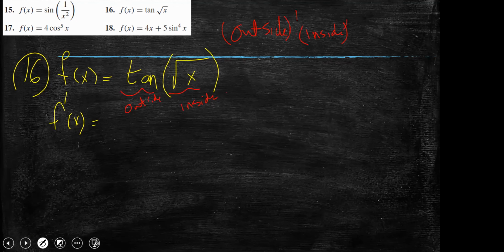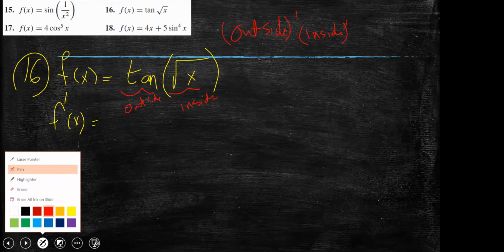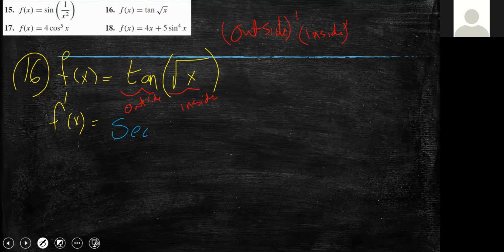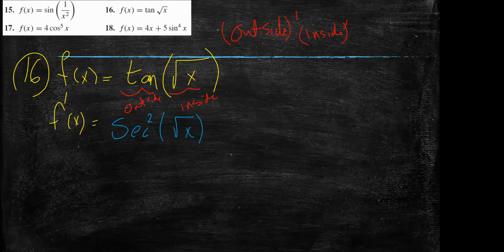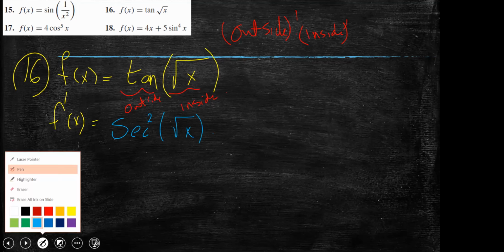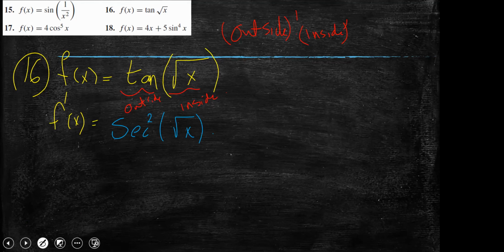Now what is the outside? It is tan. So what is the derivative of tan? Secant squared. Secant squared of square root of x times the derivative of square root of x. What is the derivative of square root of x, or x raised to the power half? It's half x raised to the power negative half. So if I want now to rewrite it, it is secant squared of square root of x over 2 square root of x. This is the derivative of tan square root of x.